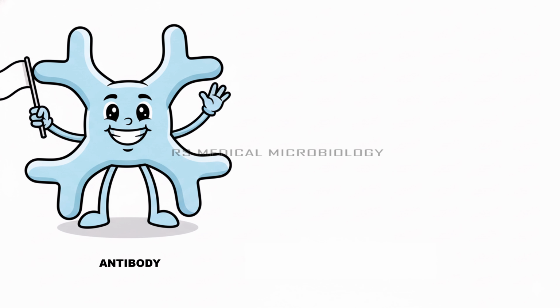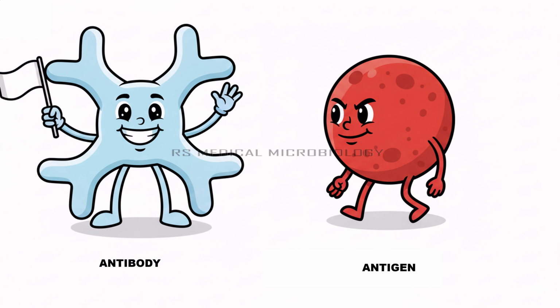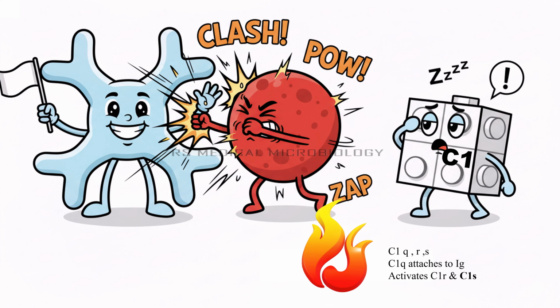So look at this animation for a short time. We'll try to understand the classical complement pathway. You have an antibody which is always making rounds. There comes an antigen, so obviously there has to be an antigen-antibody reaction. Now when this antigen and antibody have combined, they will activate C1. C1 has three components: C1q, C1r, and C1s.